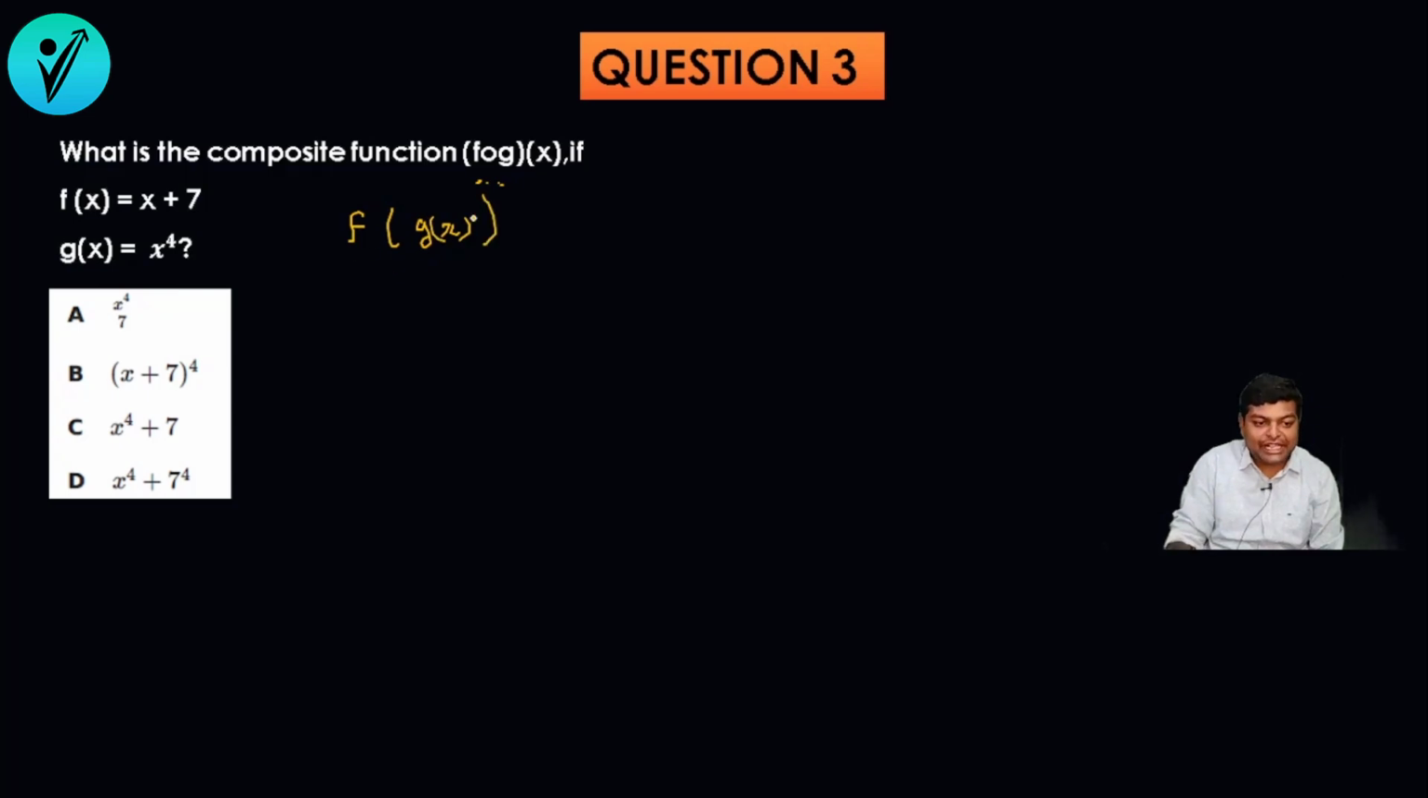So first of all, I need to get the value of g of x. So g of x is already given. It's x to the power of 4. So हमें find क्या करना है? We need to find the value of f of x to the power 4. Okay, and what is fx? fx जो function है actually वो क्या है? The function is x plus 7.